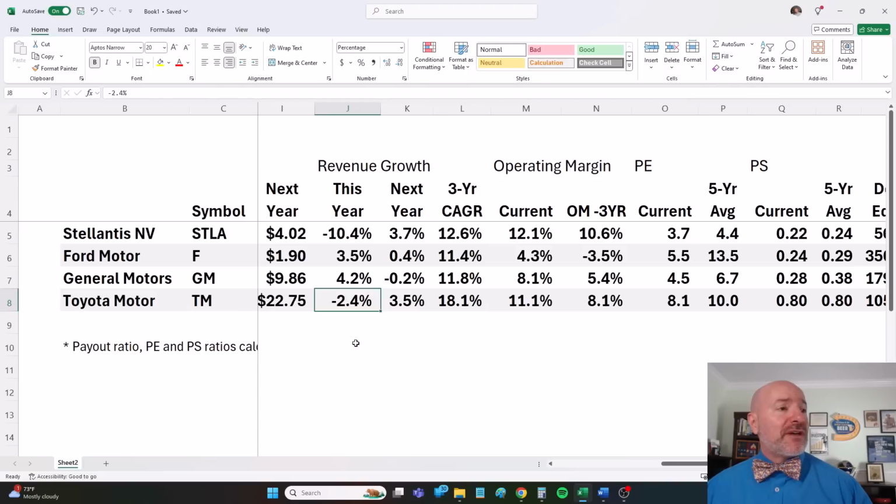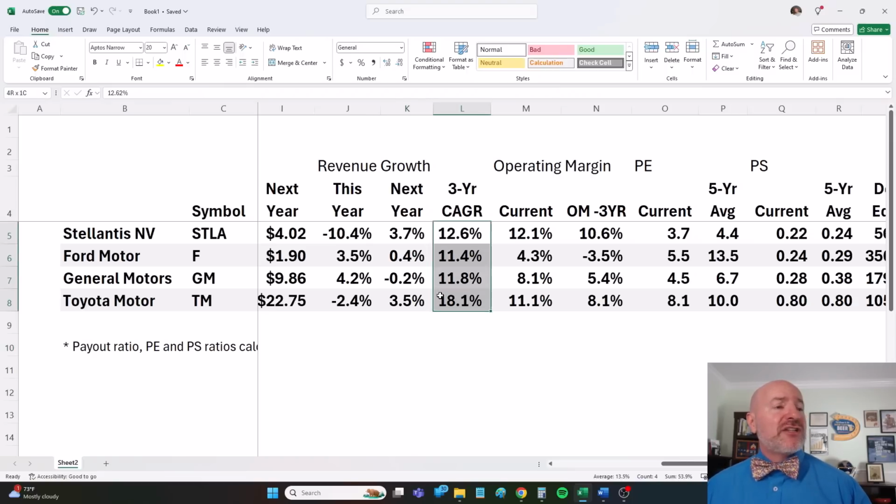Lower for Toyota as well, but Ford and General Motors expected 4.2, 3.5%. Now next year, expected to be just the opposite. Stellantis and Toyota expected to come up a little bit. Maybe it's models. We'd want to look at what models are expected to come out this year and next for these companies, and why maybe this year it's less popular for Toyota and Stellantis, more popular models for Ford and General Motors. So we would want to look into that.